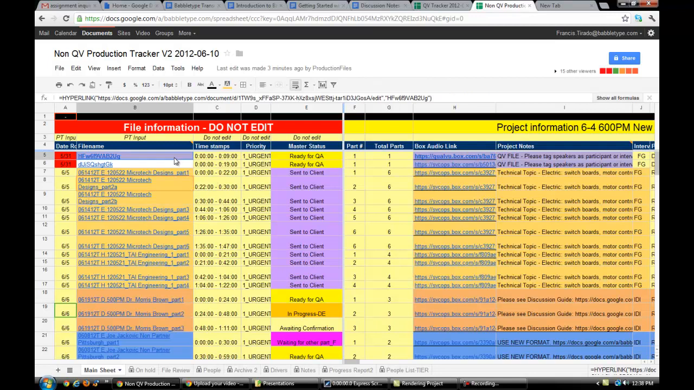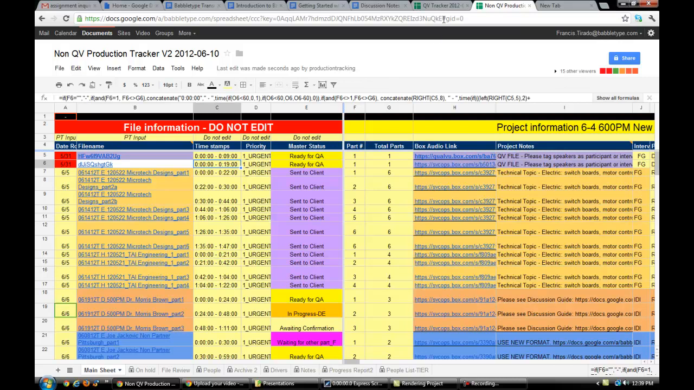Now take note here, this is a QV file posted on a non-QV tracker. If this is the case, it will be transcribed using the format of a QV file. So always go to the project notes column, column I, so that you will know how to proceed if you are not sure. If you see these names in a non-QV tracker, those are QV files, but they are focus group QV files, and that's why they are posted in the non-QV tracker.